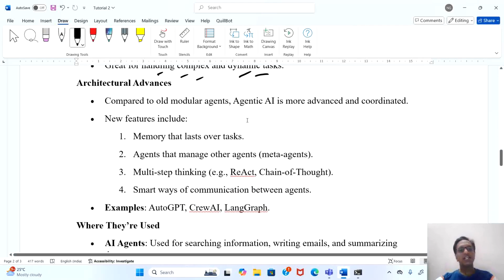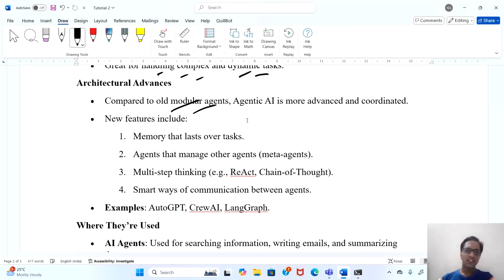There are architectural advancements also, compared to old modular agents, agentic AI is more advanced and coordinated. Actually, the issue with agentic AI will be the coordination only, because one agent is working on some task and another agent is working on some task. So coordination between them is one of the issues. However, with the architectural advancements, we are having a good response now.